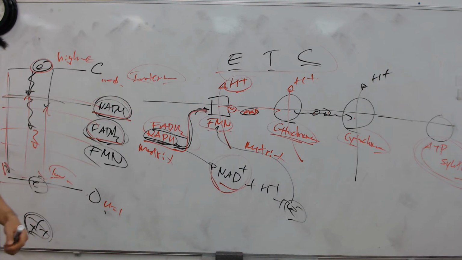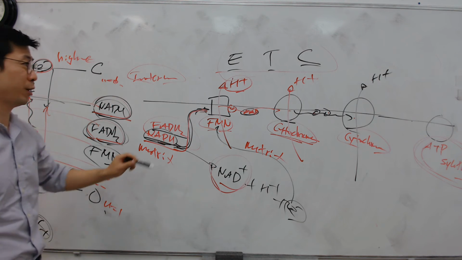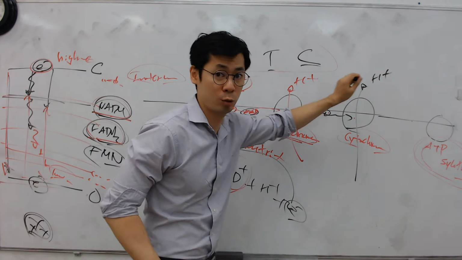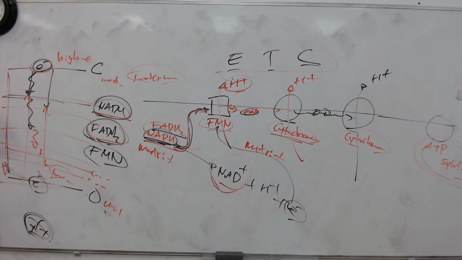So ultimately, they'll be handing down, going down to cytochrome 1, cytochrome 2, and they use the energy to pump out these H pluses. So now there's a much greater H plus concentration in the intermembrane space. That's basically what they utilize the energy for.